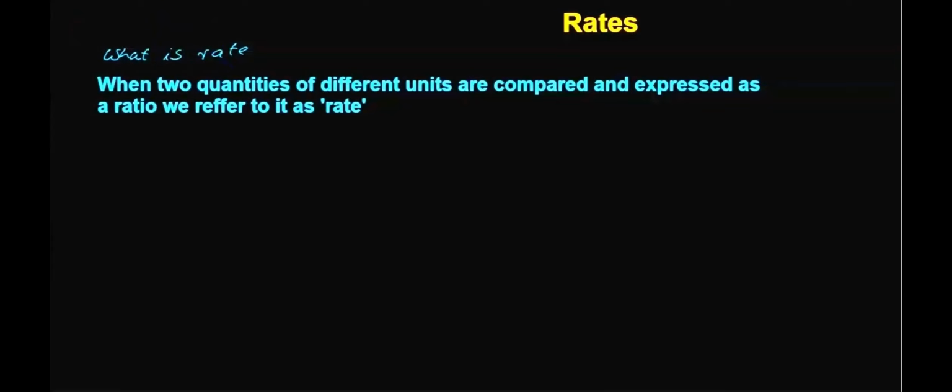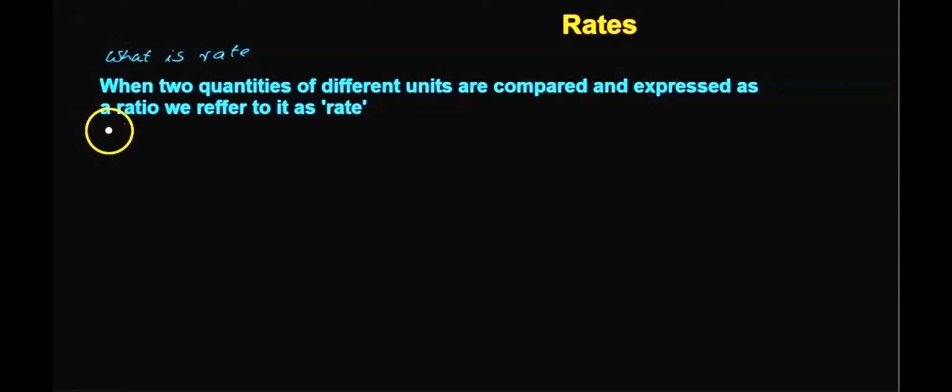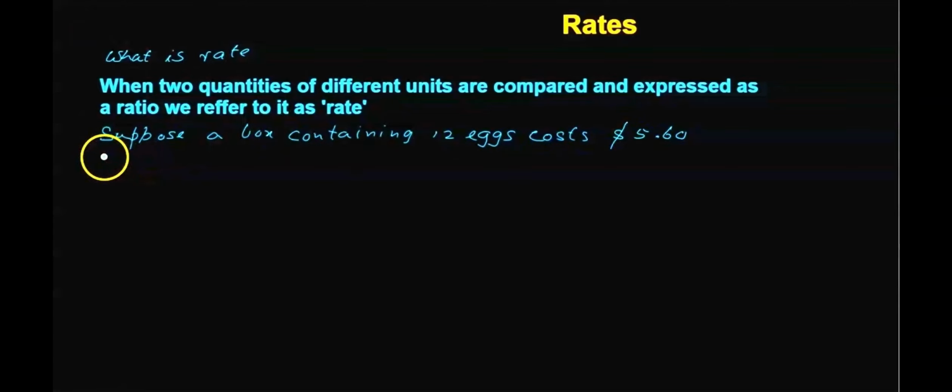Next topic is rates. What is rate? When two quantities of different units are compared and expressed as a ratio, we refer to it as rate. Let's take an example. Suppose a box containing 12 eggs costs $5.60.